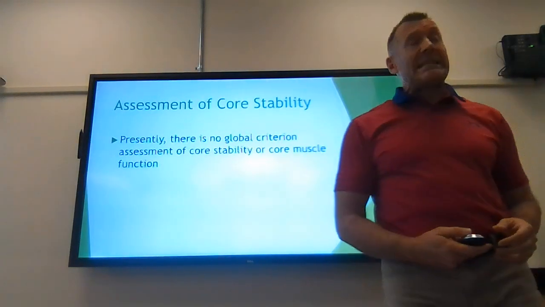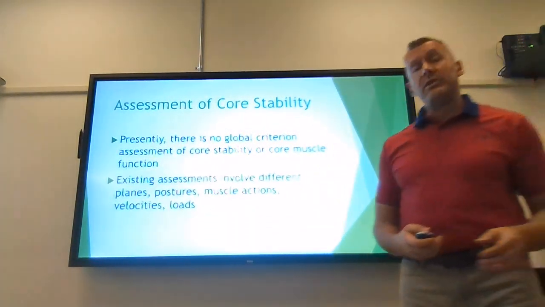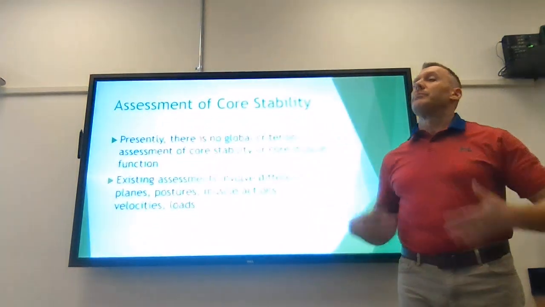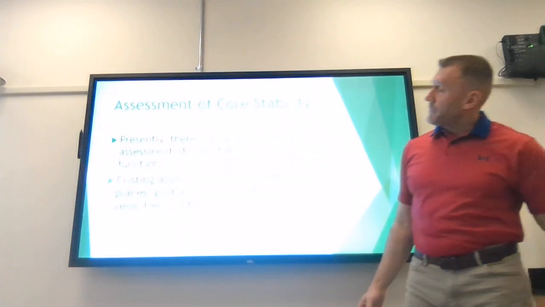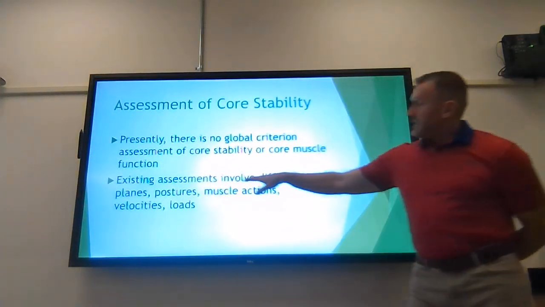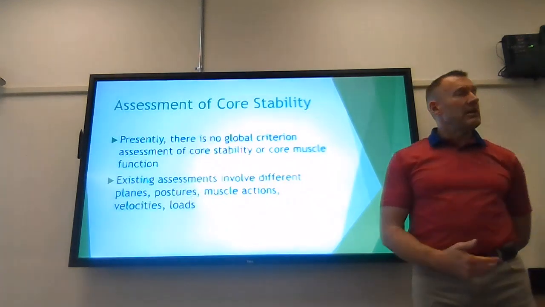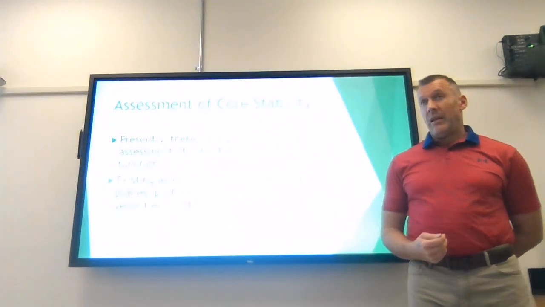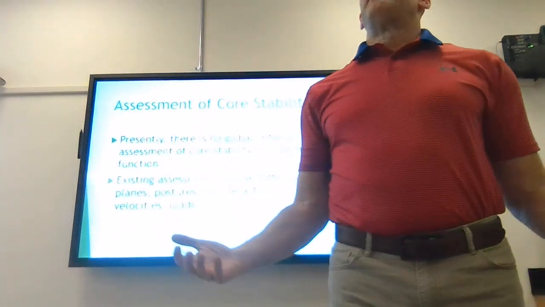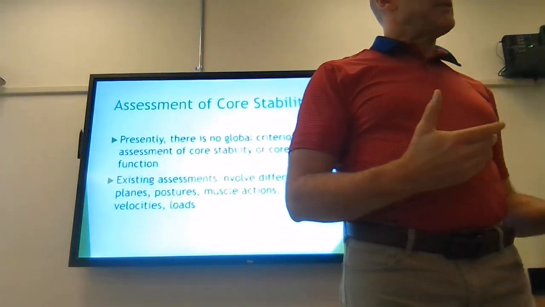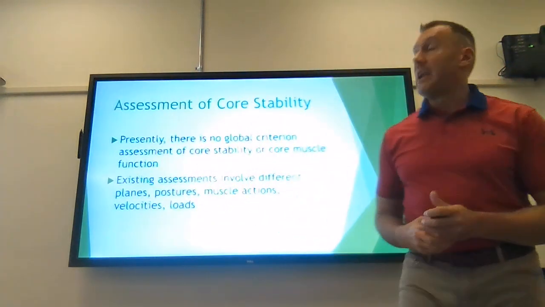Okay, so how do we assess core stability? We have a few options, and this part of the literature is growing. So far, existing assessments involve different planes, postures, muscle actions, velocities, and loads. It's probably a good thing. I would hope that at some point we would have a discussion amongst professionals and just come up with one global assessment, but that hasn't happened yet.